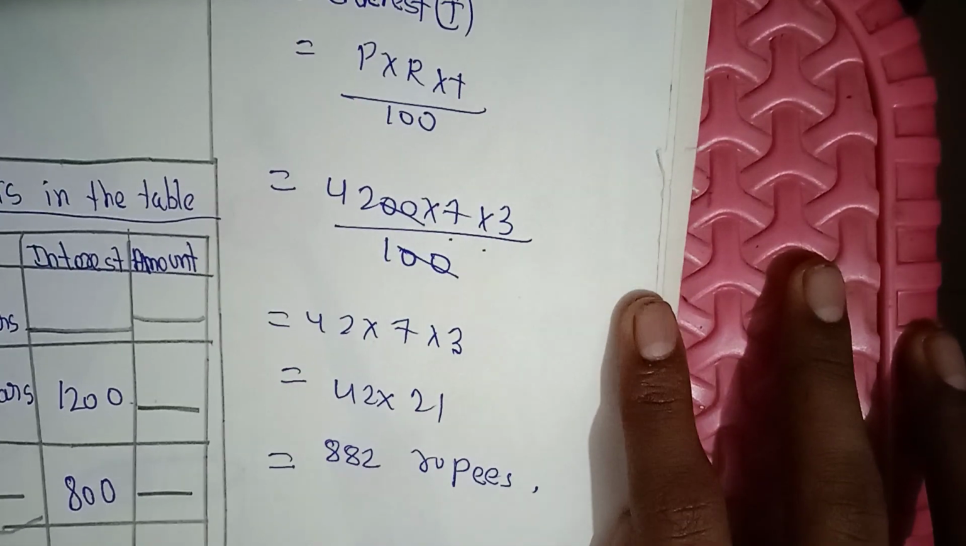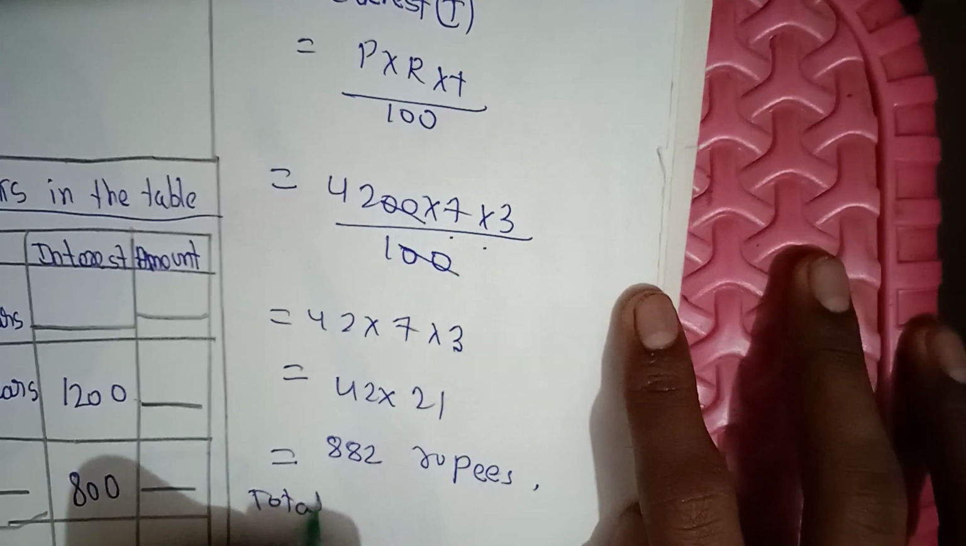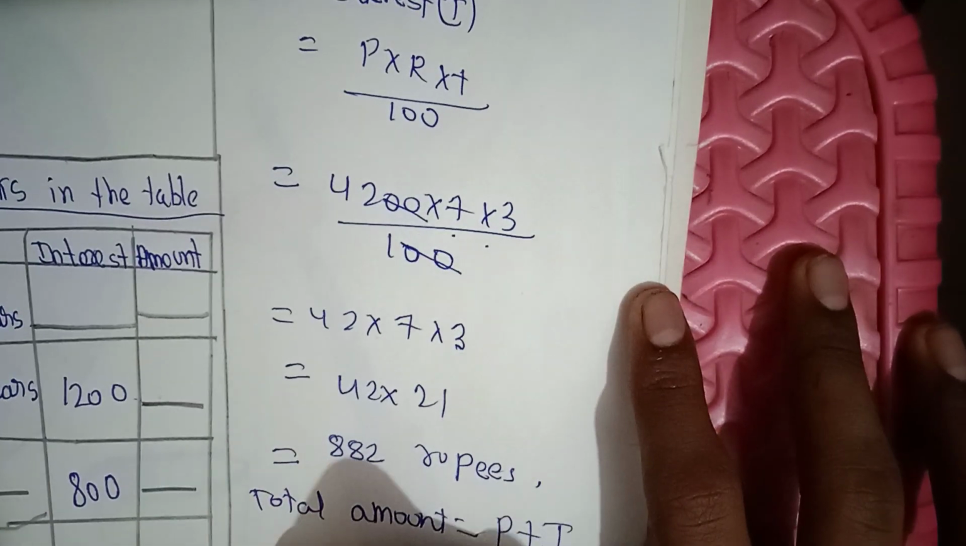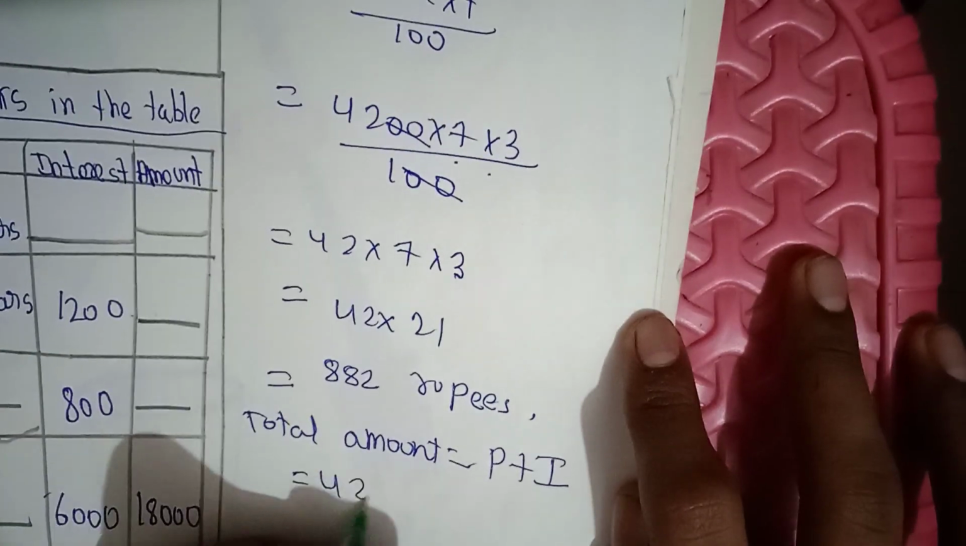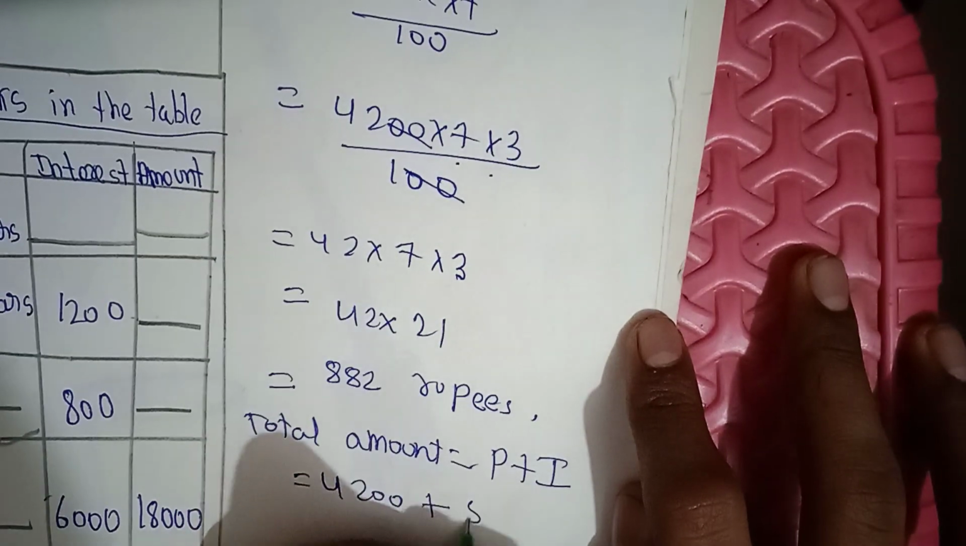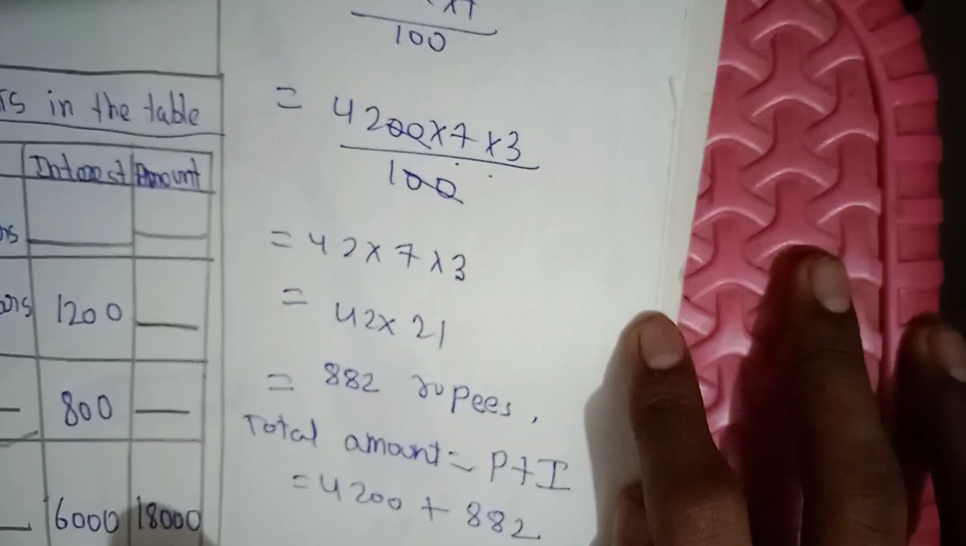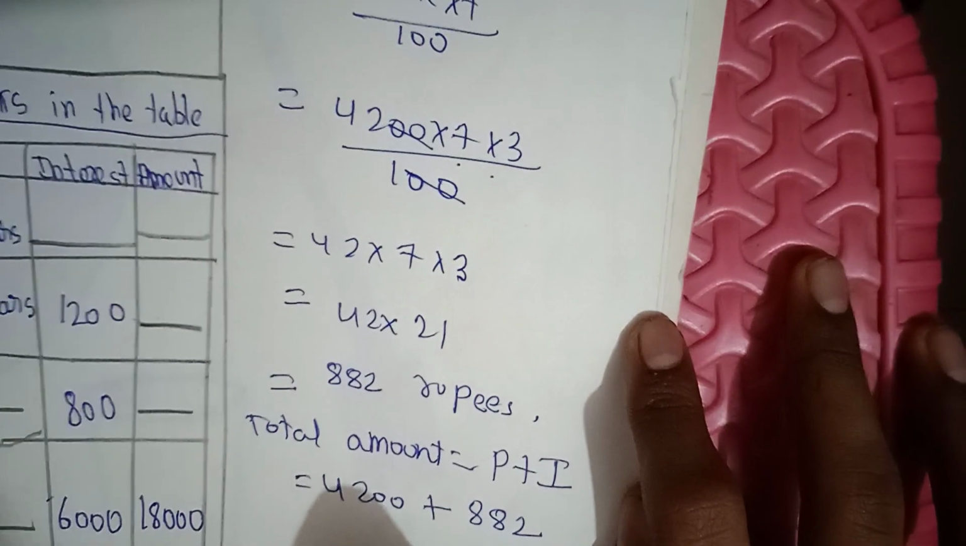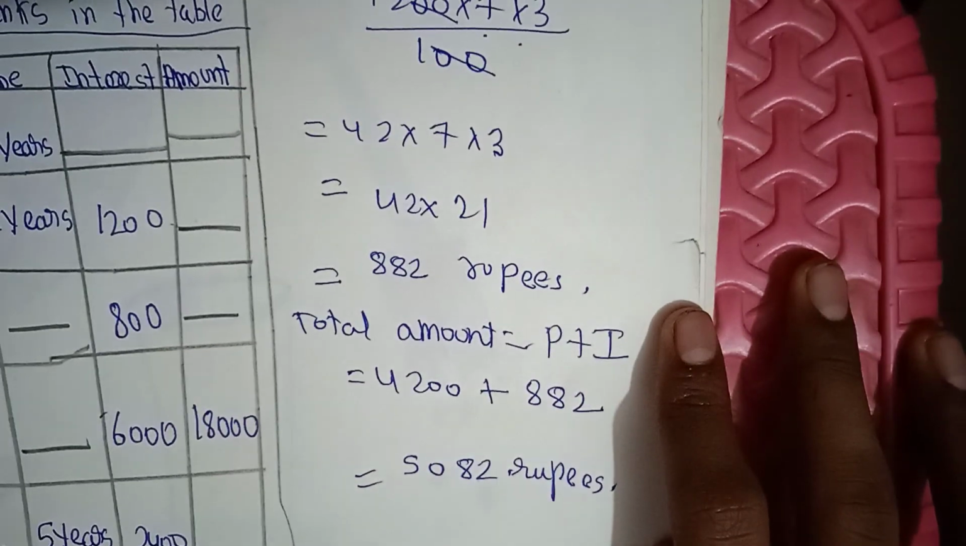Now we have to find the total amount. So what is the formula for total amount? Total amount formula is principal plus interest. What is the principal? 4200 plus what is the interest? 882. Okay, so 5082 rupees is your answer. Okay, this was the final answer.